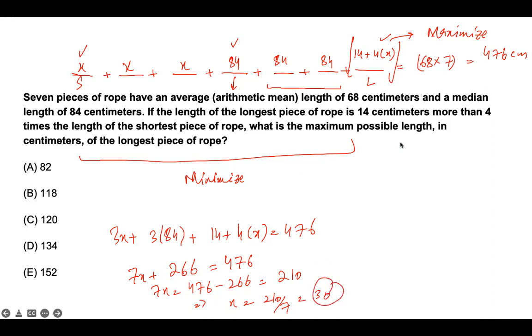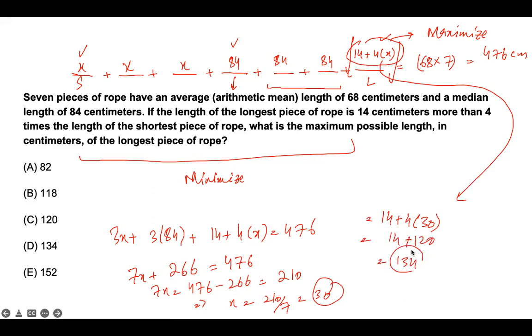The question asks the maximum possible length of the longest piece, which is 14 plus 4x. So this will be equal to 14 plus 4 times 30, which is 14 plus 120, which is 134. That's why the answer to this is 134.